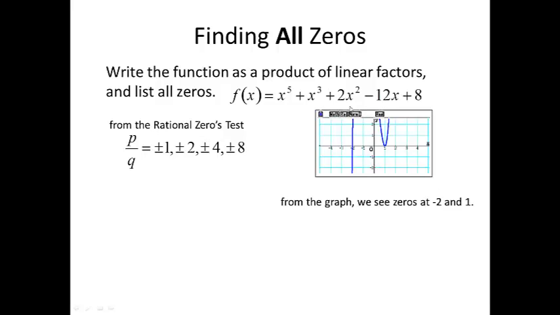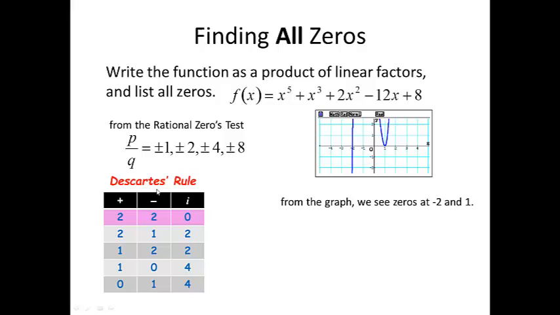Okay. So looking at my graph on my graphing calculator, when I put this in, I see that we have zeros at negative 2 and 1. And using Descartes' rule, this is all the possibilities. I counted the number of sign changes, positive sign changes, negative sign changes, and then I filled in this part right here. These are the possibilities.